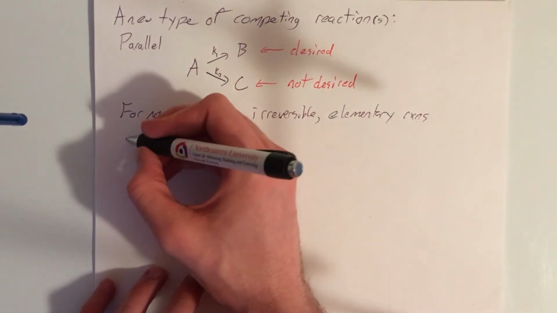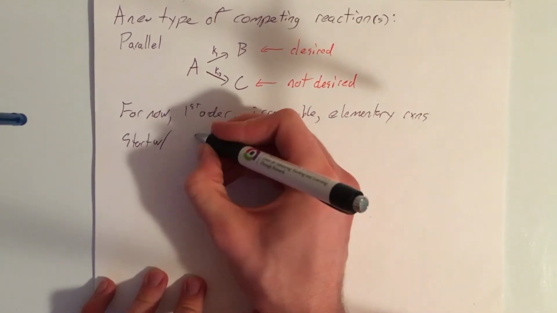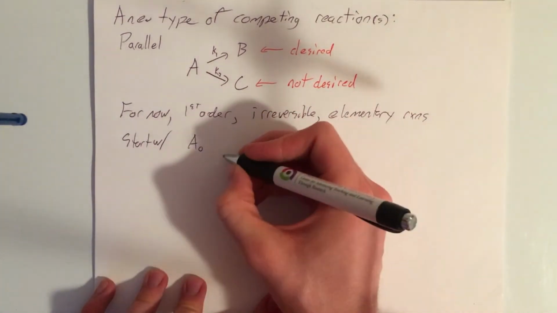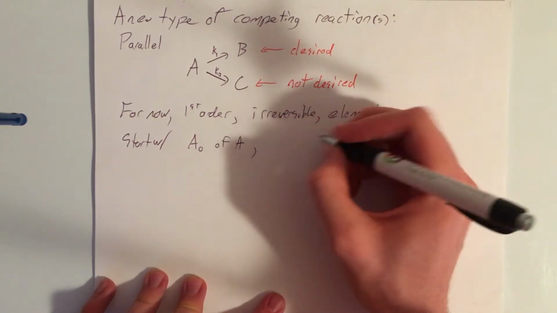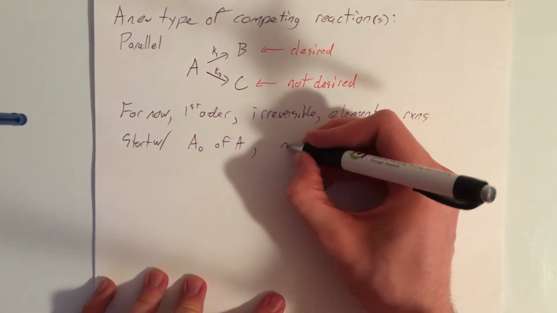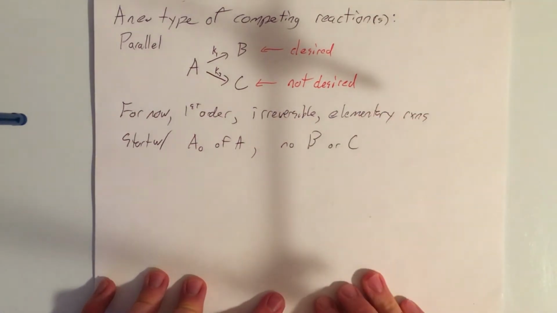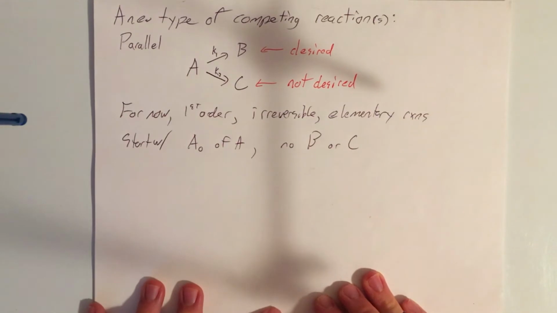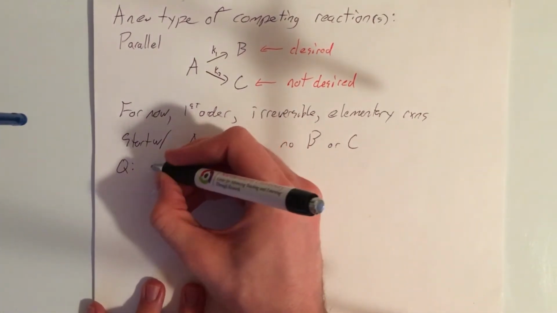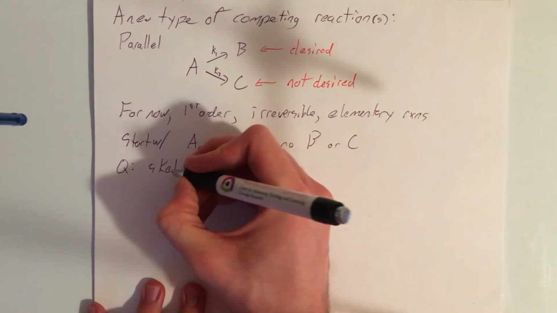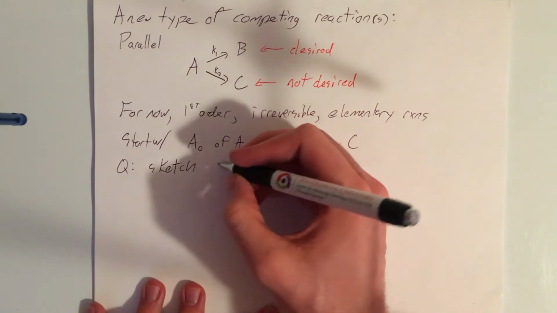Let's say we'll start off with some amount of A naught, and we'll start off with no B or C. So, first question. Sketch what we expect A of t to look like.